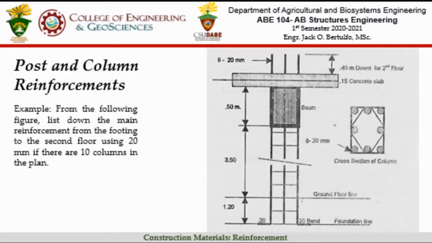Let's say, for example, from the following figure, let's determine the main reinforcement from the footing to the second floor using 20 mm bars if there are 10 columns in the plan. So this is the plan here, class. As you know, this is the bend. You have 20 centimeters here. Then you have this length, then this cross-sectional beam, this concrete floor, and then this extension.